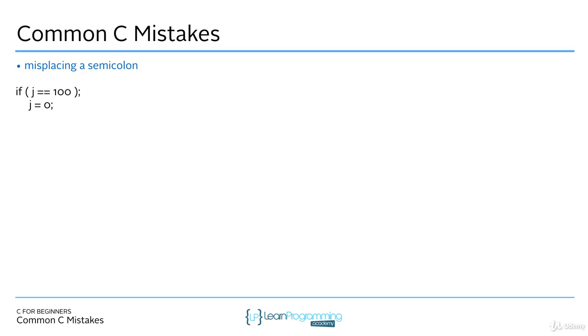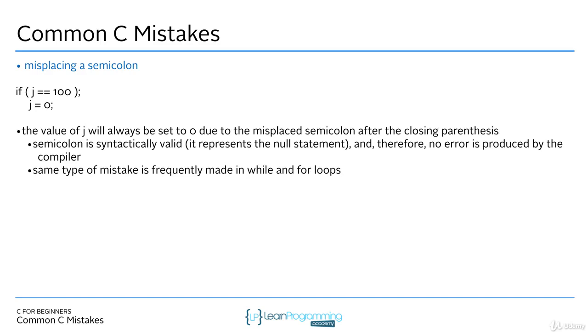In this case, we're misplacing a semicolon. We have an if statement, we put a semicolon at the end of the if statement. And this actually causes the behavior of the program to be completely different. This will actually compile. When you miss a semicolon and don't even have it included, it will not compile. But in this case, the value of j is always going to be set to 0 because the semicolon on the if statement was placed.